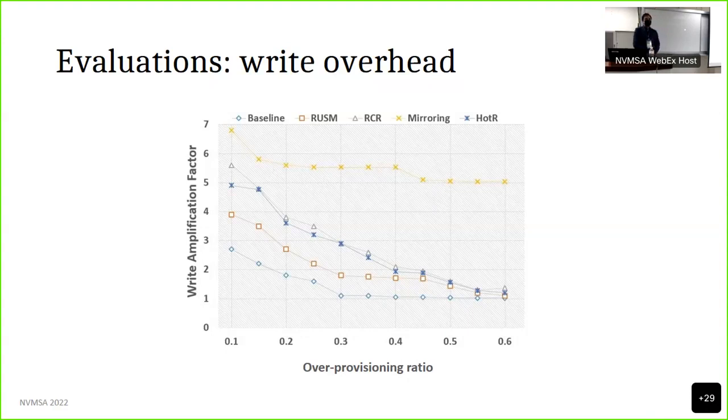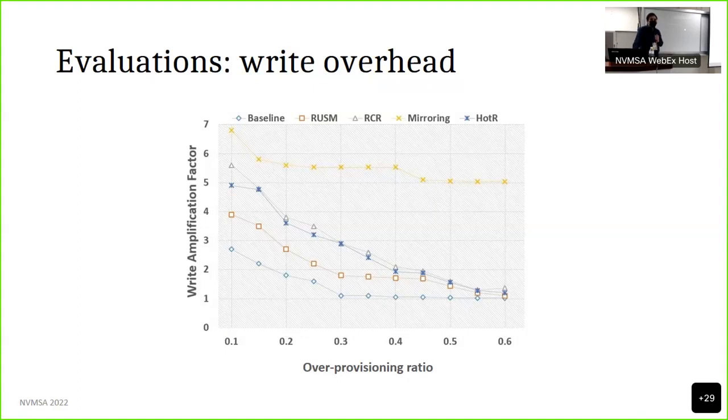Yeah. Anyone have questions? Yes. So I have one more question for you. In your experimental results, the write amplification factor will be better when the overprovision ratio increases. So in your concept, do you suggest the SSD companies add more overprovisioning in future products?